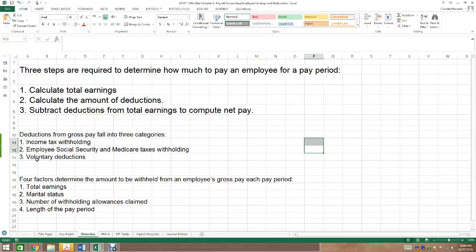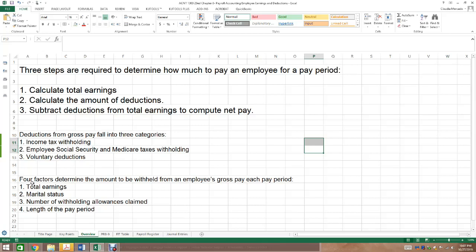Now, some individuals have more or fewer deductions than others. It just depends on what the employee selected. Maybe the employee does not want to pay for health insurance. Then maybe Pablo is not going to have health insurance, but Maria will. So those deductions can vary by employee.